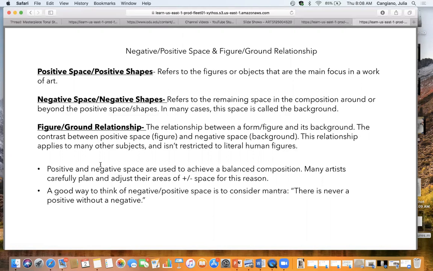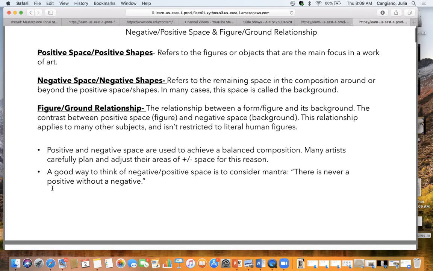But I wanted to just quickly define the figure-ground relationship. So that is the relationship between a form or a figure and the background, the contrast between positive space and negative space. This relationship applies to many other subjects and isn't restricted to literal human figures. So even though it's called the figure-ground relationship, it can be whatever is the subject in your painting or drawing, or even sculpture.